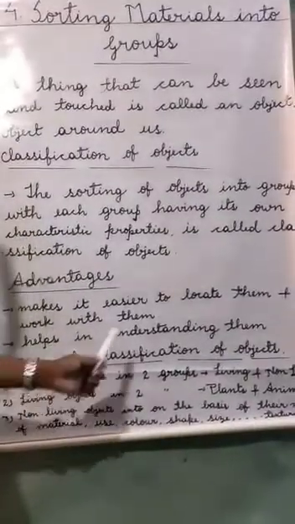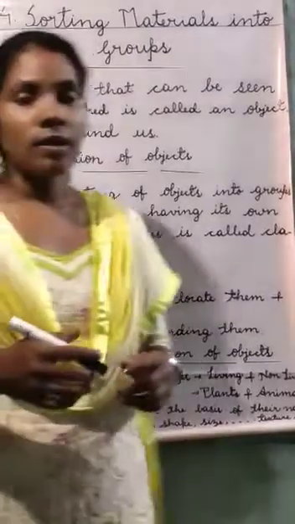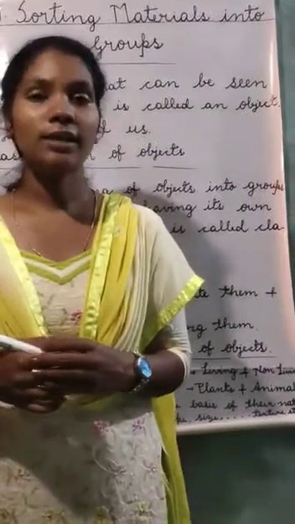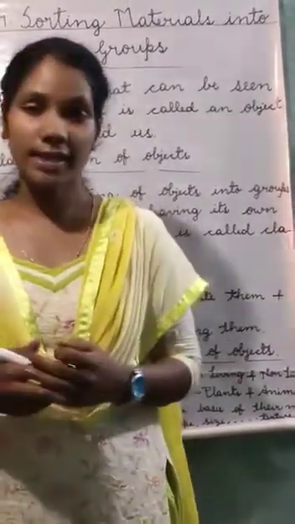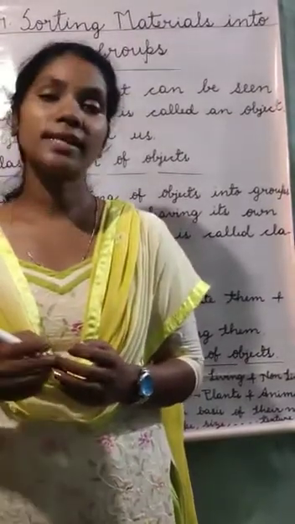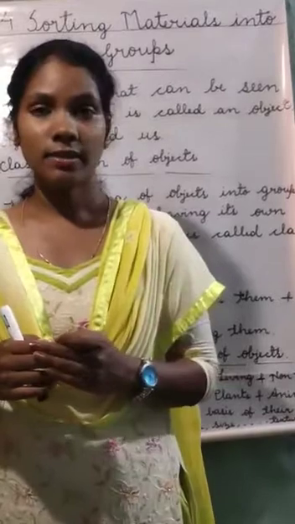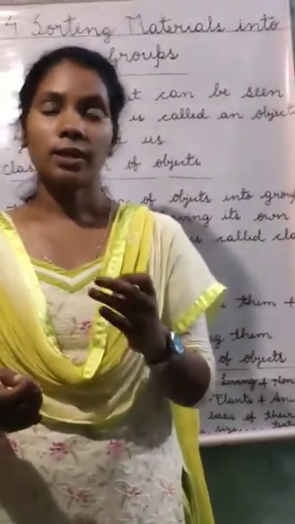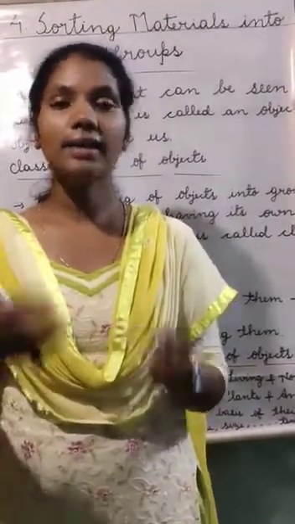Next we'll see basis of classification of objects. The classification of various objects can be done on the basis of their similarities and dissimilarities, that is, living objects and non-living objects, plants and animals, nature of materials, use, shape, size, color, appearance, hardness and texture.